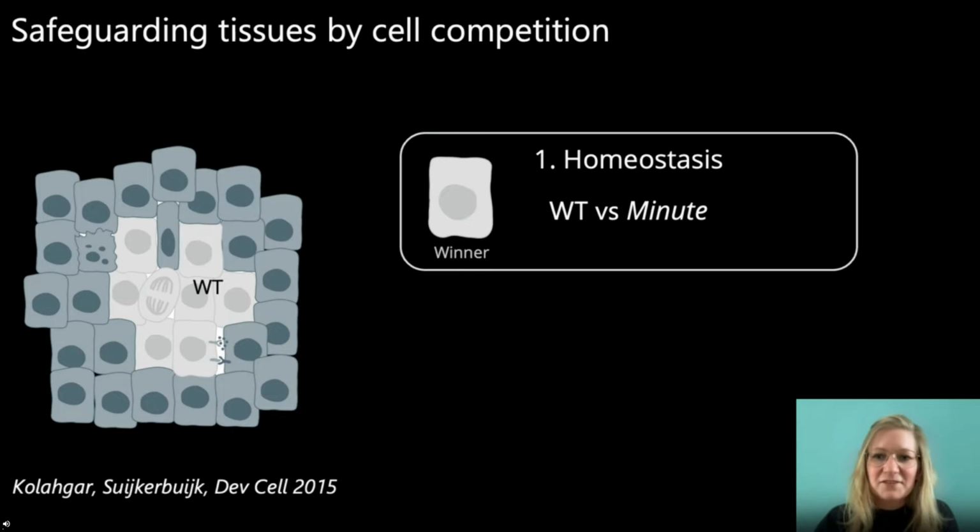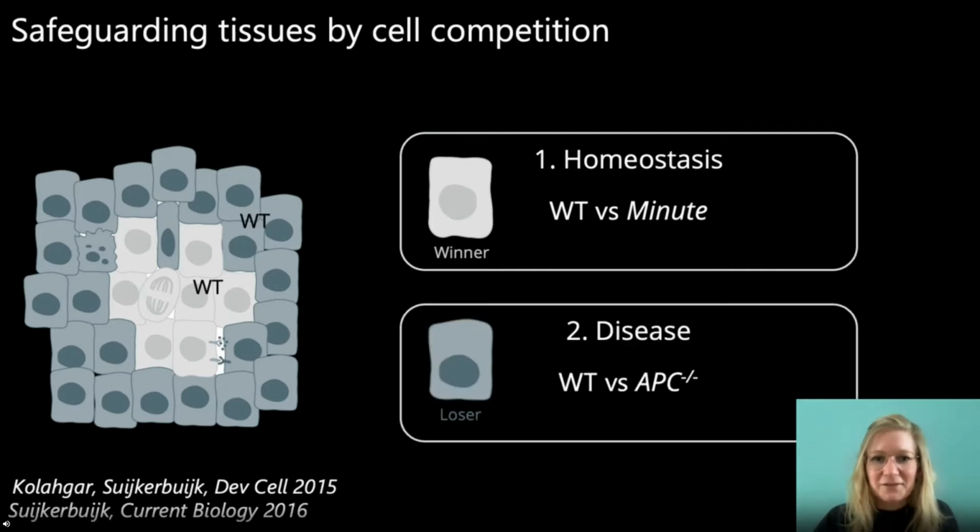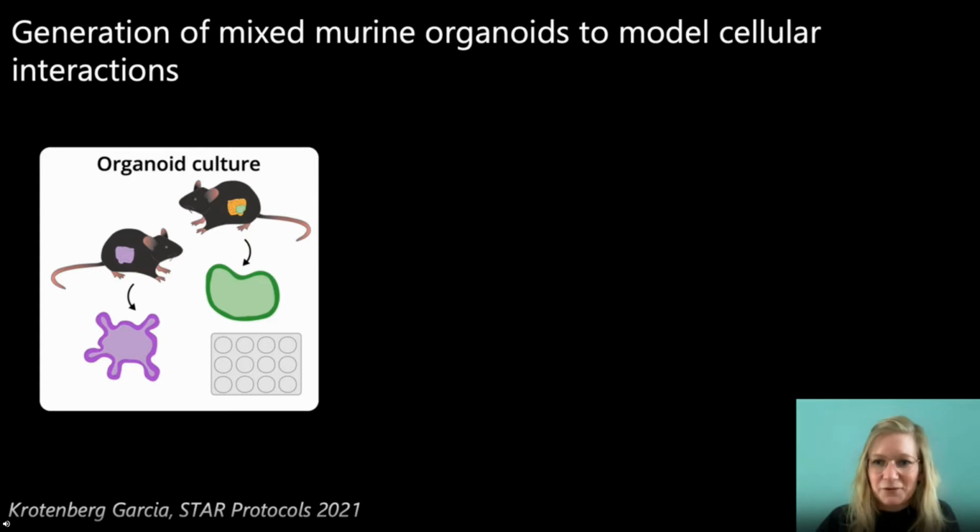And what we found is that cells that have a ribosome impairment, also known as minute cells, are eliminated by surrounding wild-type enterocytes. However, the same wild-type enterocytes themselves are eliminated when they are facing APC mutant cells. And this is super interesting because genetically these wild-type cells are identical, but their survival is fully dependent on the fitness of their neighbors. In order to study such competitive behavior of cell populations, we set out to develop a model system based on murine intestinal organoids.